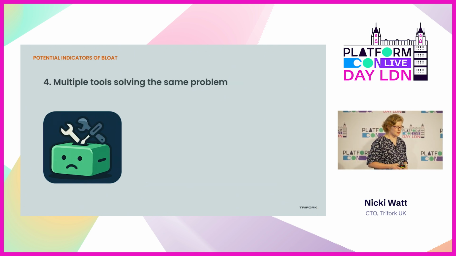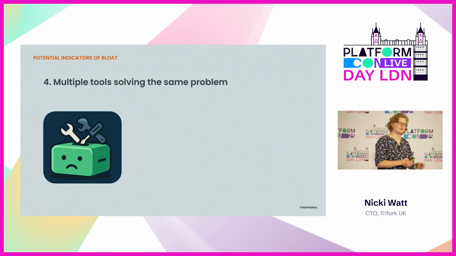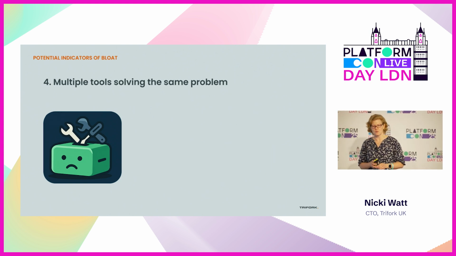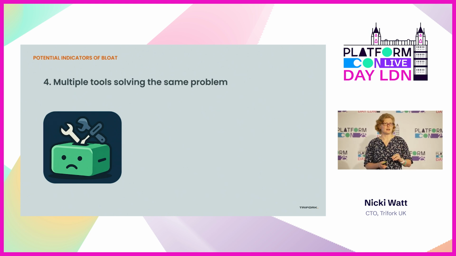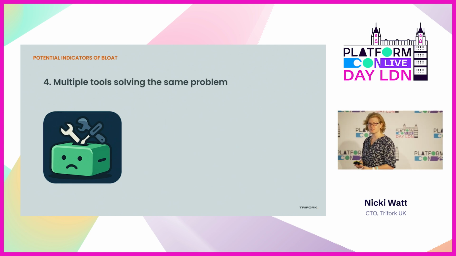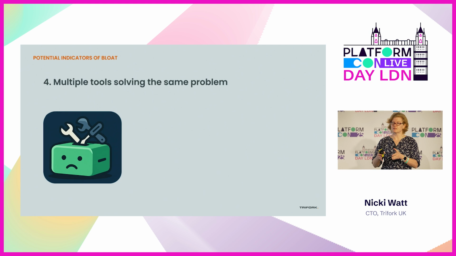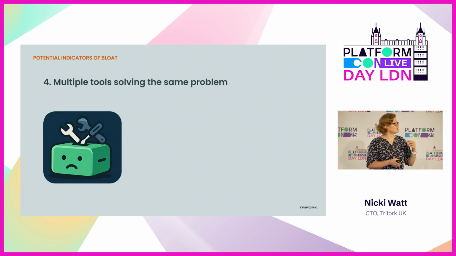The fourth one, and this one is probably a little bit more obvious for people, is where you have multiple tools that are trying to solve the same problem. This generally suggests that you've got multiple tools and there's no clear guidance, and this is where the problem comes in. It's the lack of governance and the lack of an opinionated default that creates too many options for the user, and it becomes a little bit of a free-for-all.